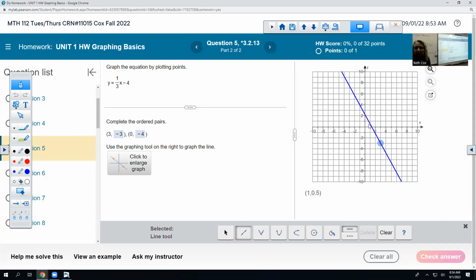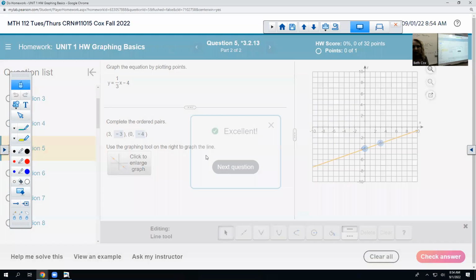Then I'm going to move my cursor again, and you see what shape starts forming. And when I put my second point at 0, -4, then I have a line. And then I check my answer, and it tells me I'm right. So you have to know what shape it is before you get started.